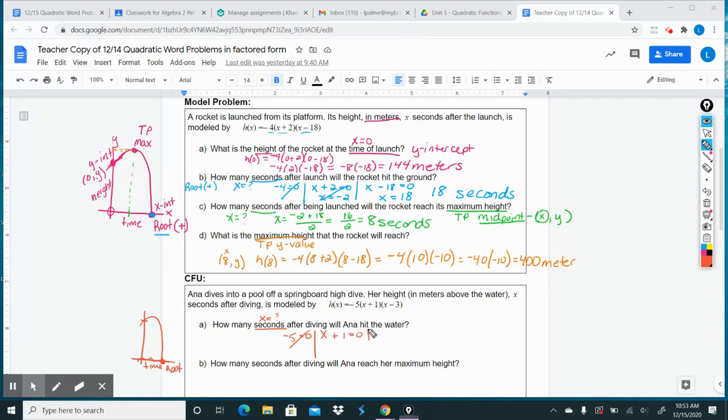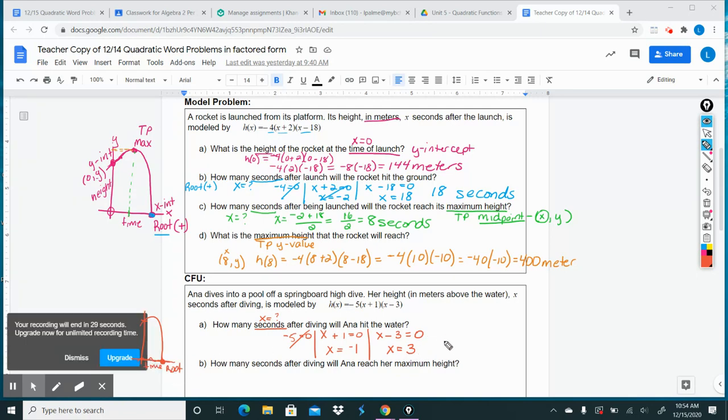Eventually, you will be able to visualize x plus 1. We need -1 plus 1 to equal 0, so x equals -1 for our first root. Then x minus 3 equals 0. What minus 3 equals 0? x would have to be +3. We need our positive root for time, so 3 seconds after she jumps off the diving board she reaches the water. How many seconds after diving will Anna reach her maximum height?